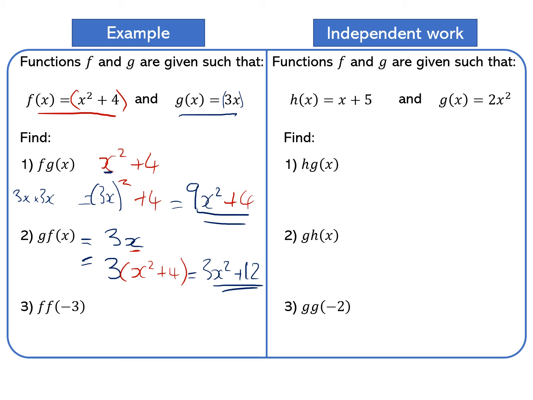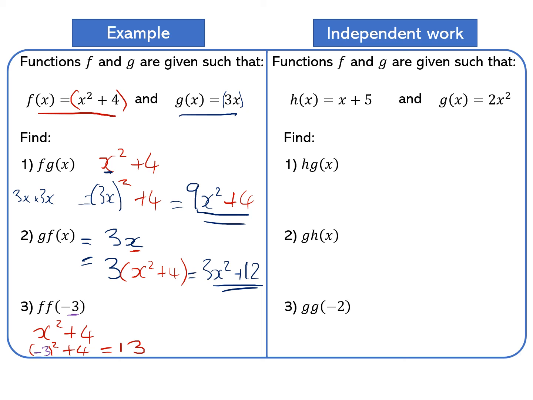Question 3, we've now got to substitute that minus 3 into my function of f twice. So that's what I'm going to do. Let's write out my expression first of all. I've got x squared plus 4, and instead of the x, I'm going to replace that with minus 3. Place that in a bracket. So minus 3 times minus 3 is 9, positive 9, two negatives give me a plus. Plus 4 is 13.